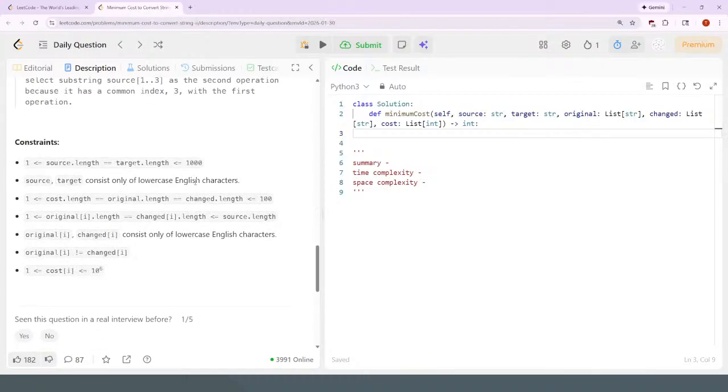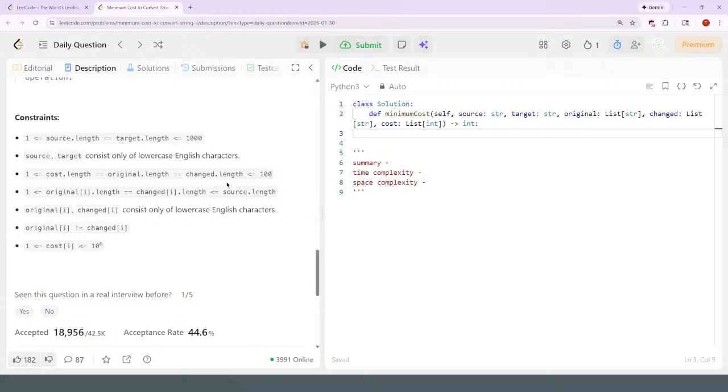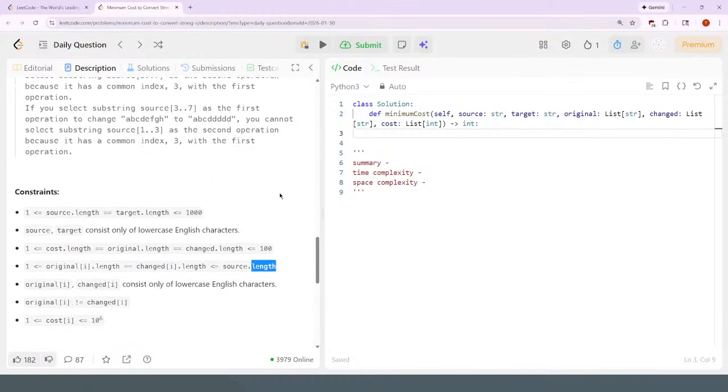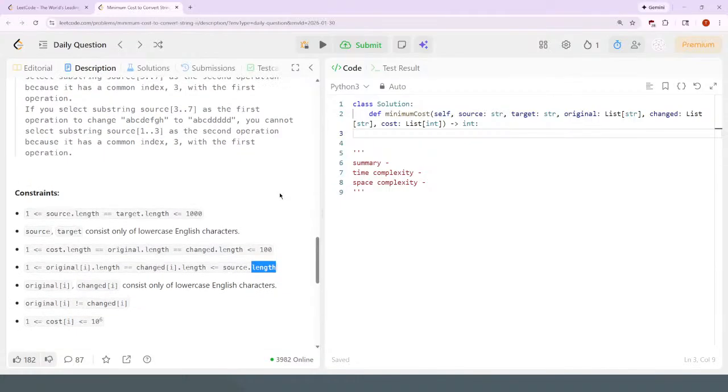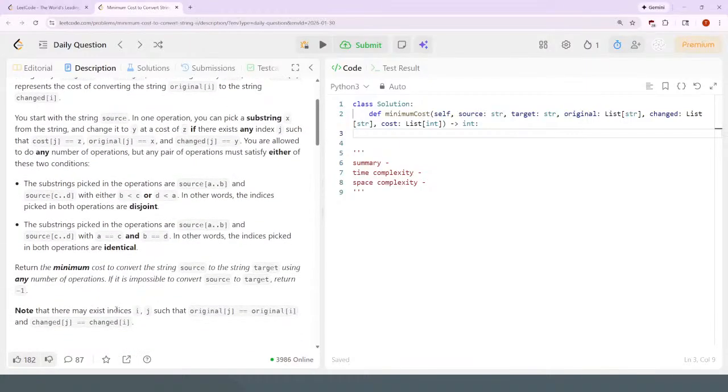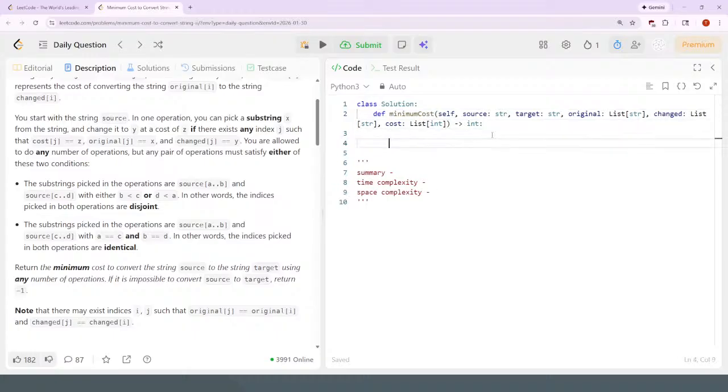There's just too many transitions here, I think. So there's 100 possible changes, each change possibly being as long as the string length itself. Cost being up to 10 to the 6th. Oh. Right. Give myself an hour to do this, or give myself an hour to ram into this wall.